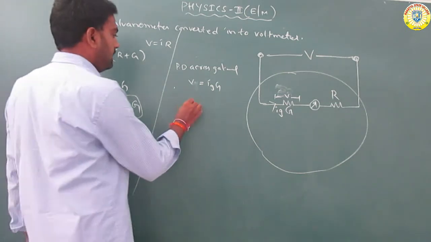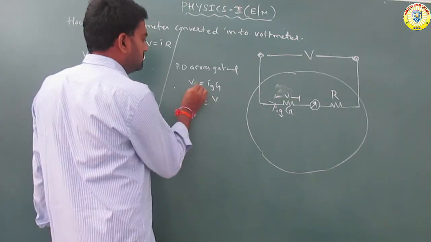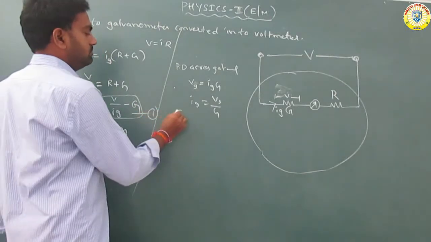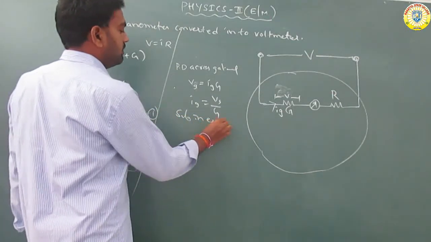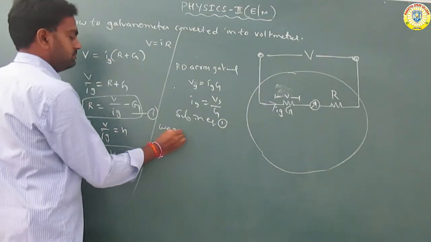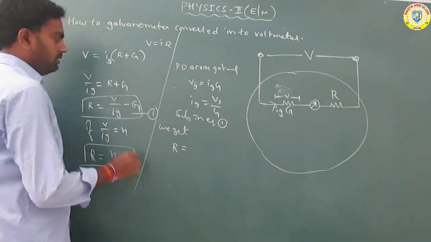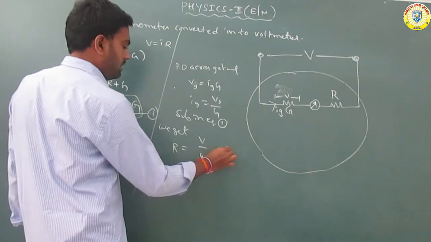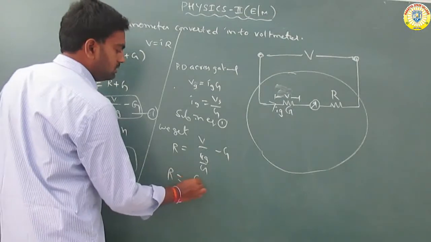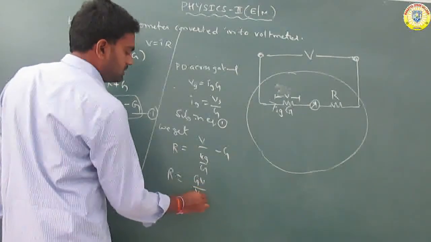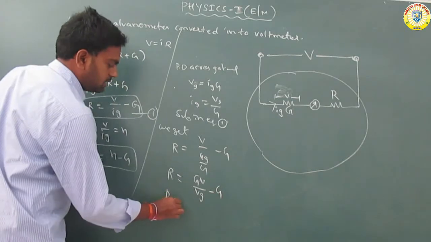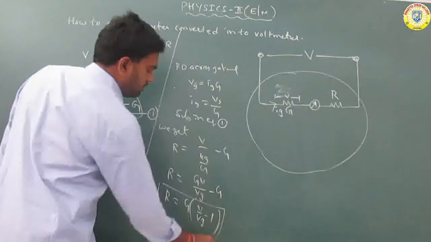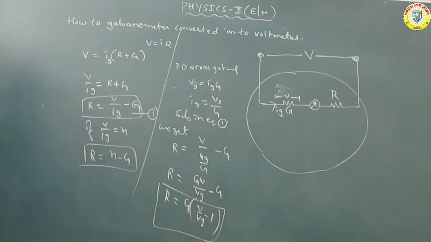Now substituting Ig equal to VG by G in equation 1, we get R is equal to V by Ig minus G, which is V G by VG minus G. Taking G common, R is equal to G times (V by VG minus 1). Okay, so this equation is represented.